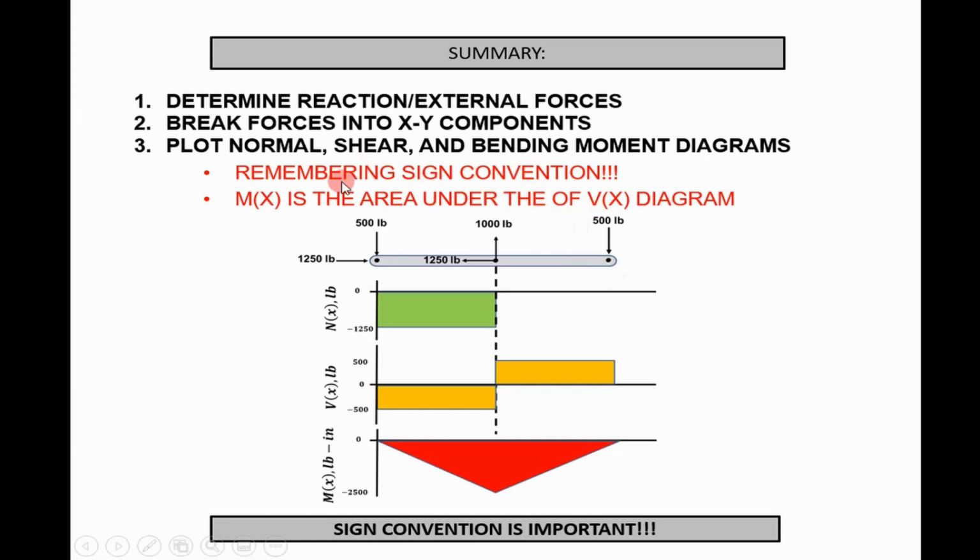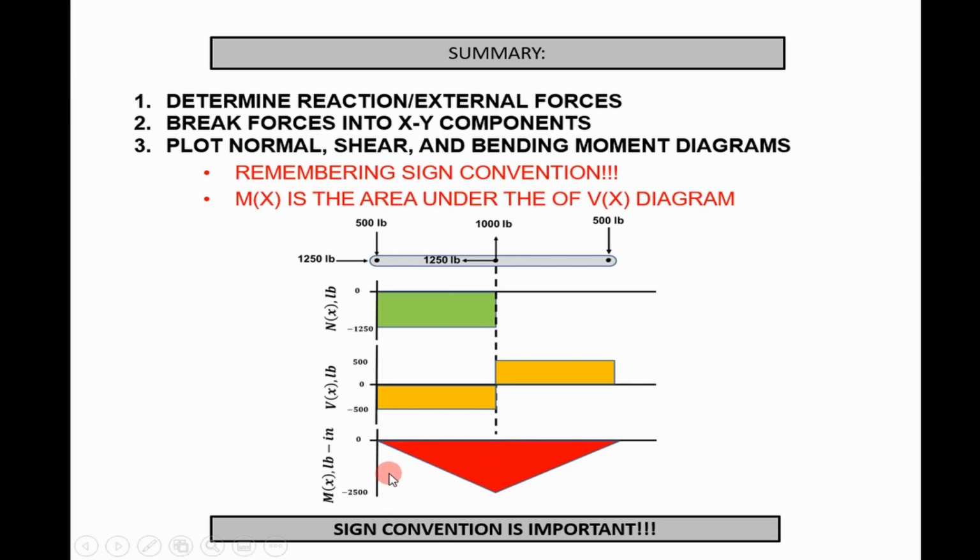So that was easy. And now it's simply you plot the normal, shear, and bending moment diagrams, and the thing you've got to remember is the sign convention. It's the opposite of the internal force sign convention, and I explained why. And then you've got to realize the bending moment diagram is going to be the area under the shear diagram. And that's it, guys. If you run across any other moments, you've got to add them in here. But that's the simplest case.